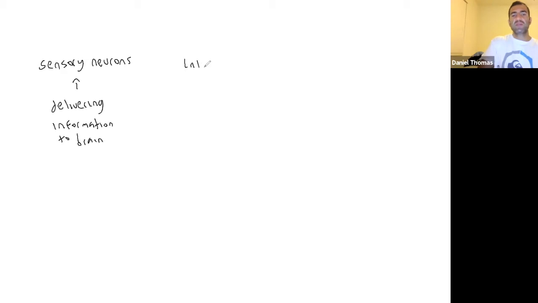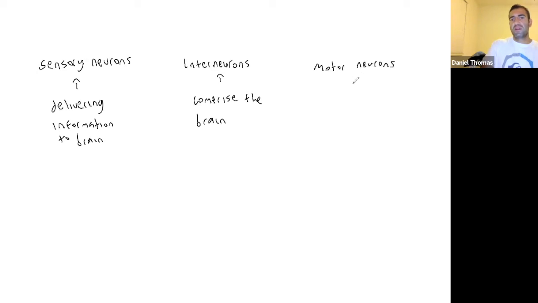Then we have interneurons, and these are neurons that comprise the brain. So they are found exclusively in the brain. Then we have the last one, motor neurons. And these deliver electrical impulses, which you'll learn about next, to muscles to contract.